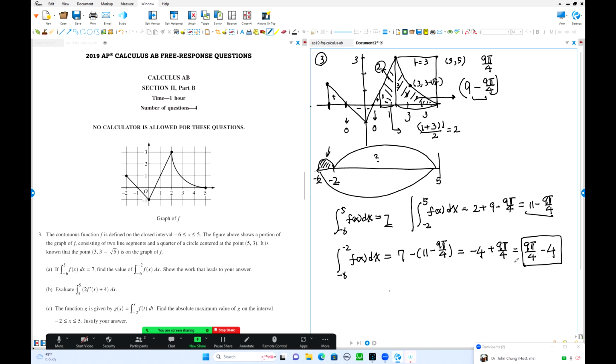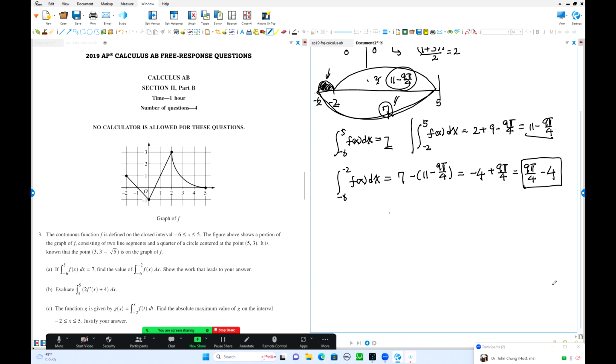This is the area from here to here. Are you okay with this? Here to here, we just found 11 minus 9 pi over 4. From here to the last is 7. So this area plus this area equals 7. This area is 7 minus this area. So choice A is 9 pi over 4 minus 4, that is the answer.